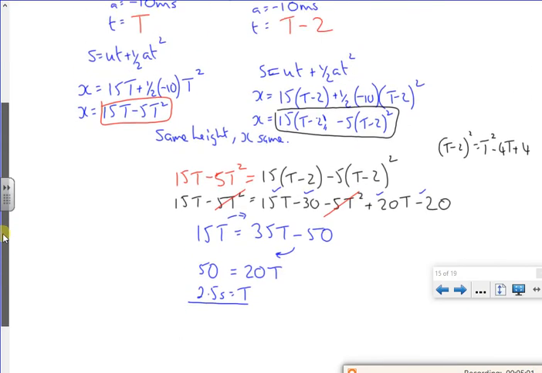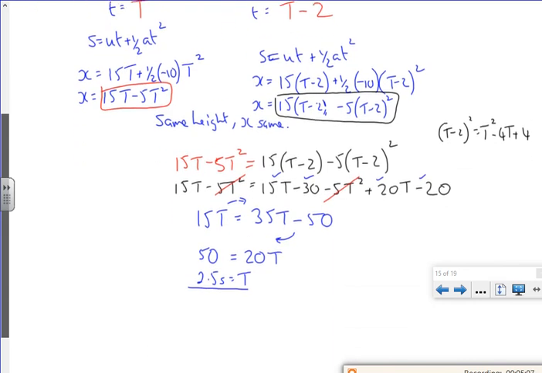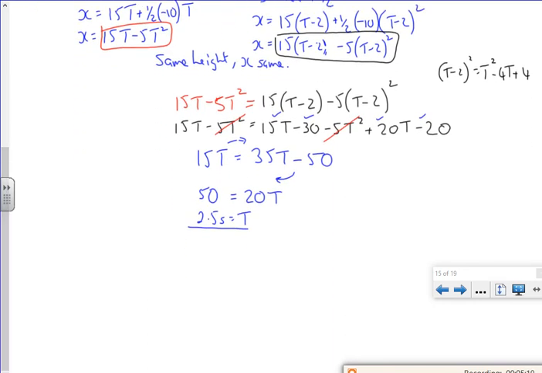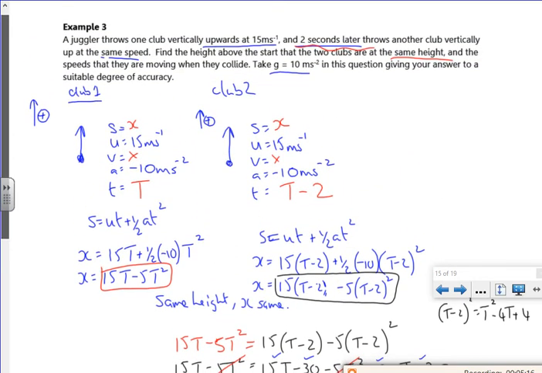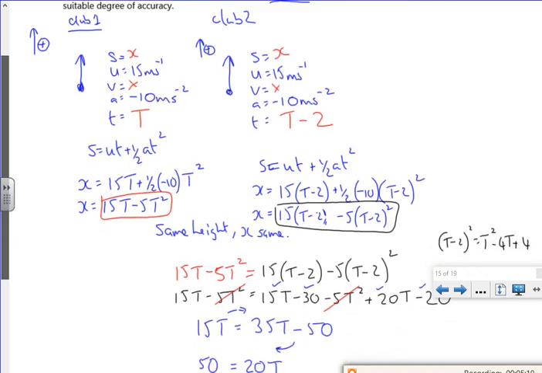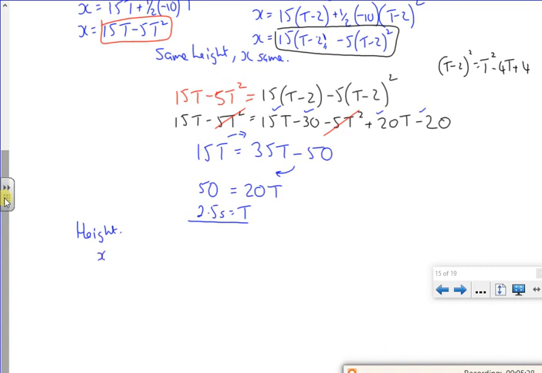I just want now the distance, don't I? Because it says there, same height and speed. Oh no, I don't need distance. I haven't misread the question. Find the height. Yeah, I do need the height. Sorry. Right, so for the height, x is 15 lots of 2.5 minus 5 lots of 2.5 squared. So that gives me 6.25 metres. But I'm working to 1 sig fig, so 6 metres to 1 sig fig.